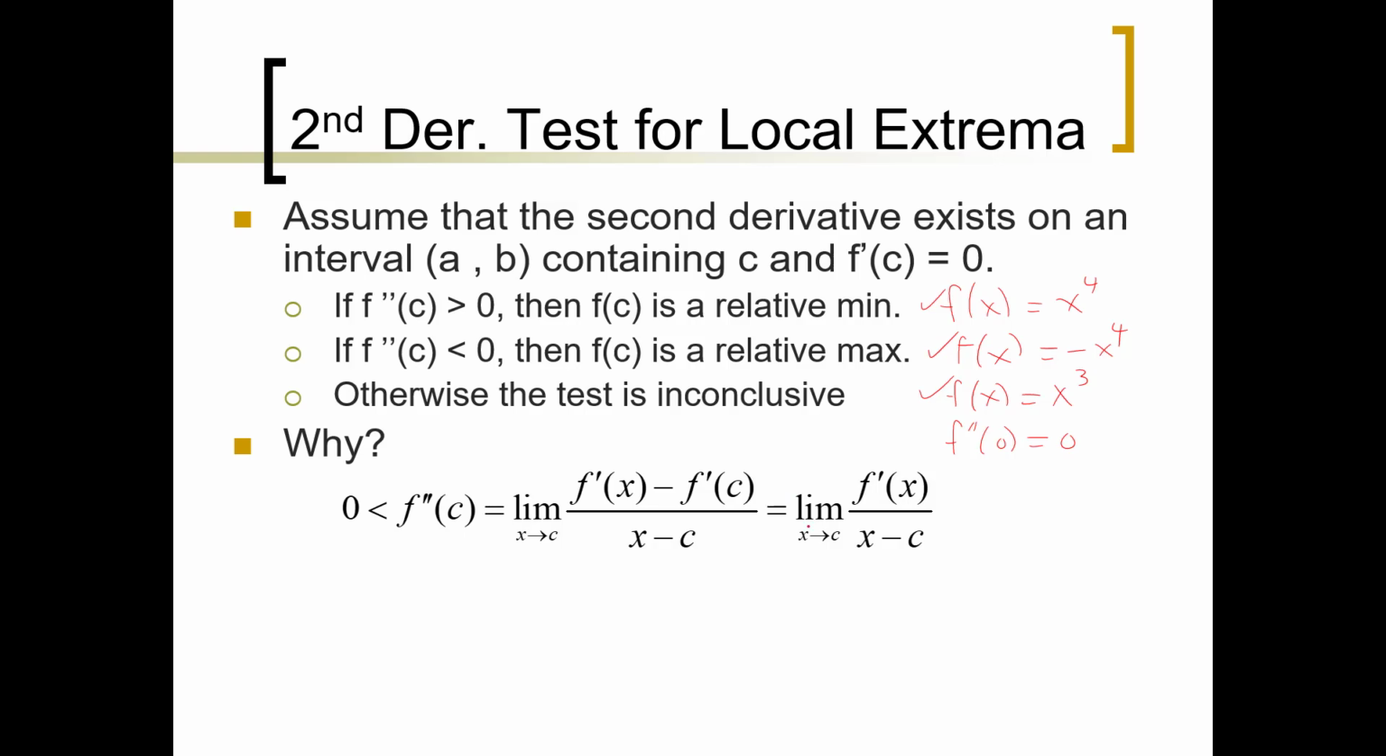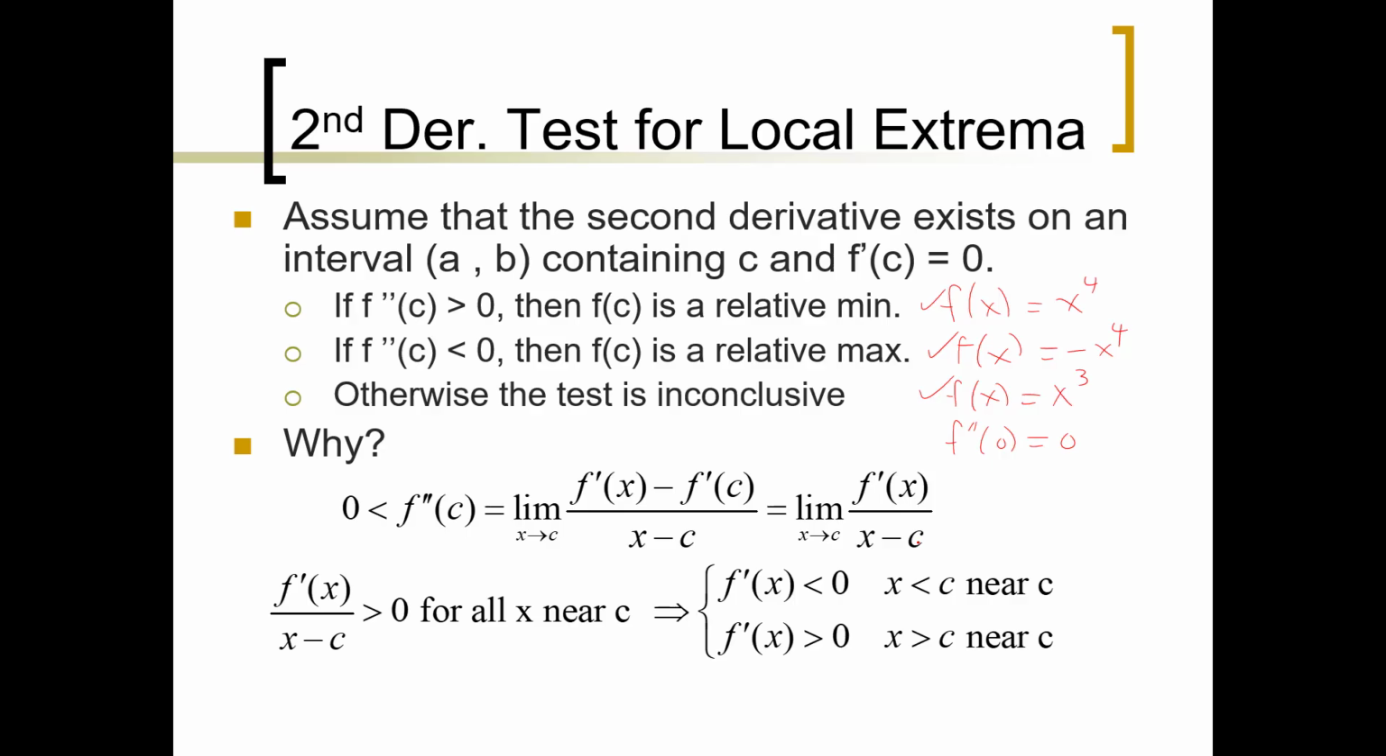So this limit is positive. Well, the only way the limit is positive is if for some interval around c, that quotient, that particular fraction, is actually always positive. Well, if x is more than c and near c, then this denominator would be positive. Since the fraction is positive, that means the numerator must be positive. And if x is less than c, then this x minus c would be negative. But since the fraction is positive, that would mean the numerator has to be negative.